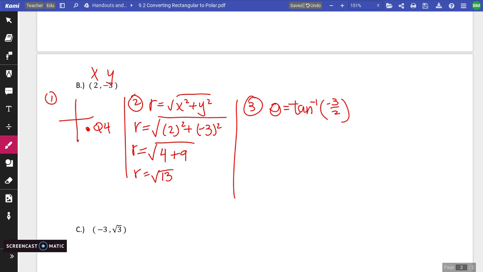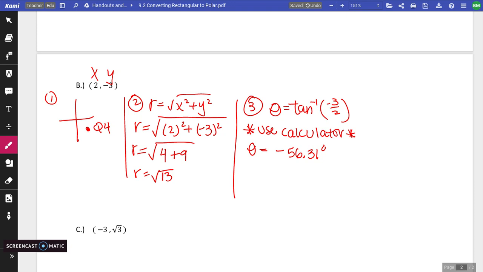So now when I look at this negative 3 over 2, that's not something from my unit circle. It's not a tangent value I'm familiar with. So we're going to use our calculator to evaluate that. To type it in your calculator, you're going to click second tangent and then negative 3 over 2. You should get an answer in degrees of negative 56.31. You'll want to make sure your calculator is in degree mode, not radian mode when you do this.